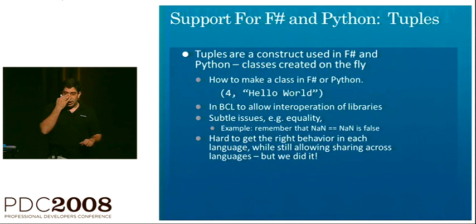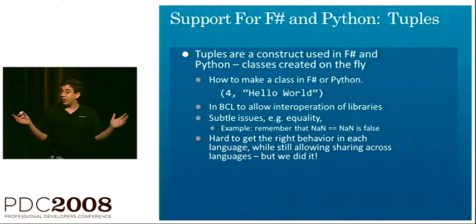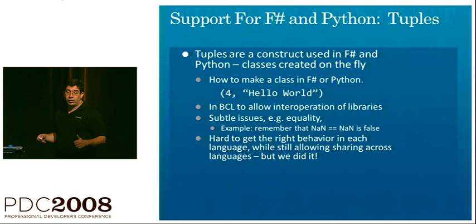I want to talk about a similar feature, namely tuples. Tuples are this construct that F# and IronPython use, or all Pythons use, rather. That's the syntax up there for (1, "hello world") to create a new class in F# or Python. So they'll make a new class whose members are an int and a string. So we want to make sure we put this in the BCL, in the base class libraries, to allow interoperation of libraries. And this is actually a lot harder than it sounds.